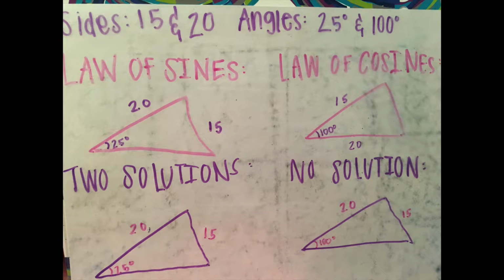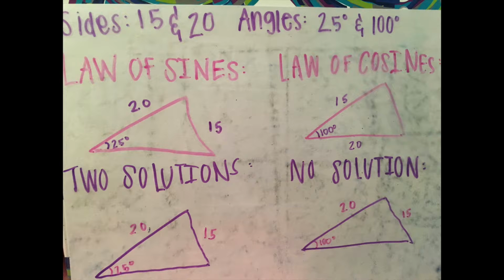Okay, so for this problem, it's asking for two side lengths and two angle measures that are going to be used throughout the whole entire problem. So I just decided to do side lengths of 15 and 20, and then angle measures of 25 degrees and 100 degrees.